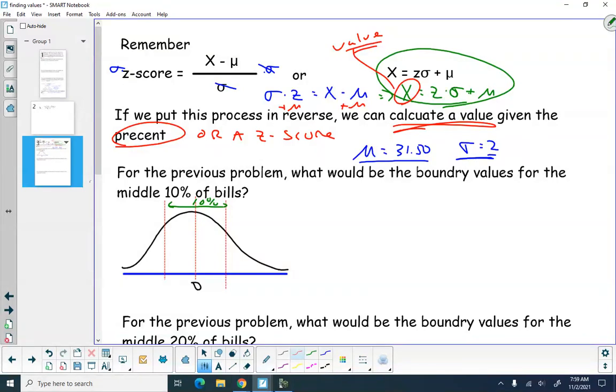So what we're doing is we're looking for a boundary value. We're looking for this value right here. So we're looking for X. And what we're given is we want the middle 10%. We know the mean and standard deviation. We know this value, this value. What we don't know is a z-score. And that's what we had to figure out.